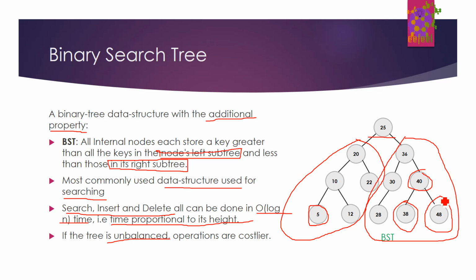One more important point to note here: it's not necessary that the binary tree has to be complete, and it's also not necessary that it has to be balanced. You can see we have a node 22 here which doesn't have any children. So this is not a complete binary tree, but it's still a binary search tree.